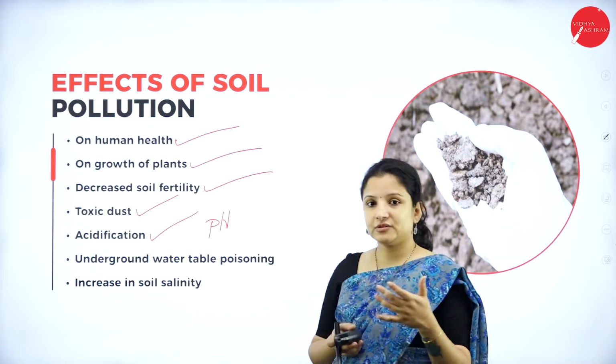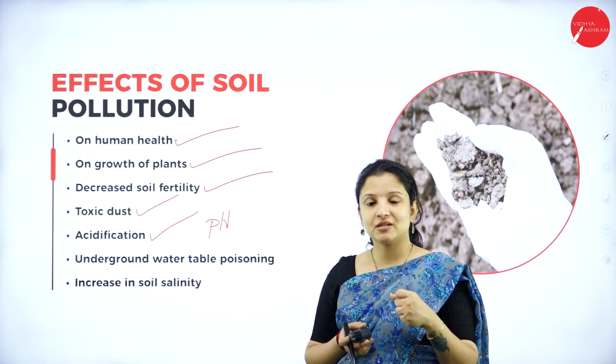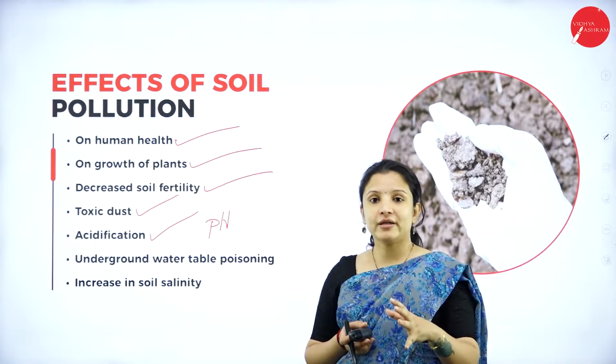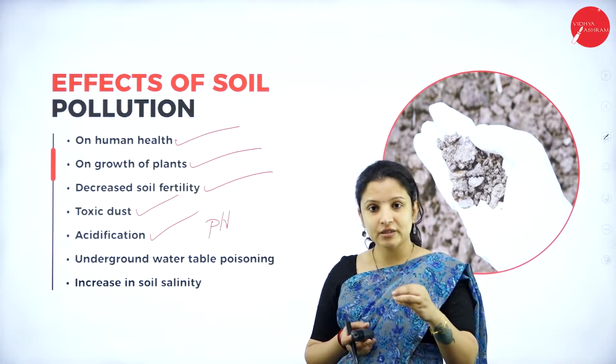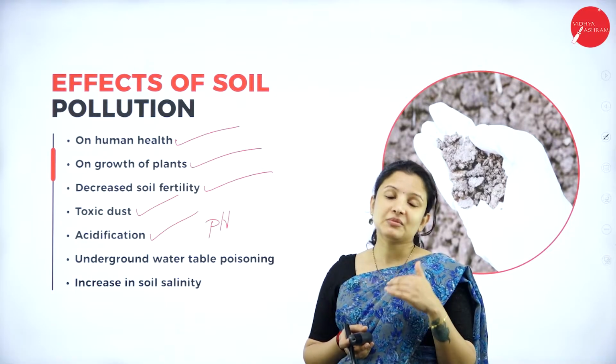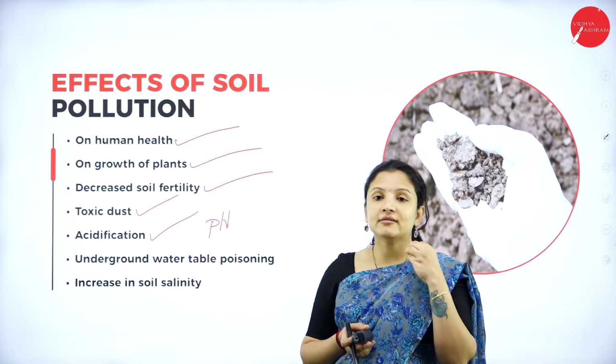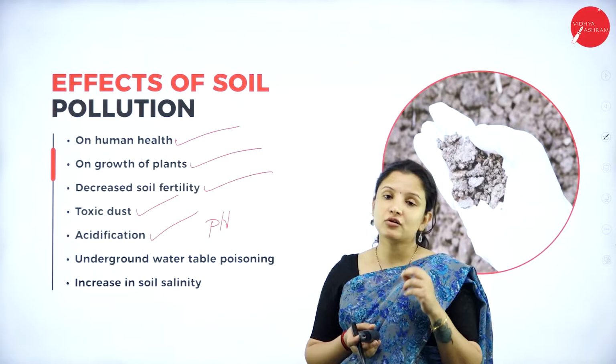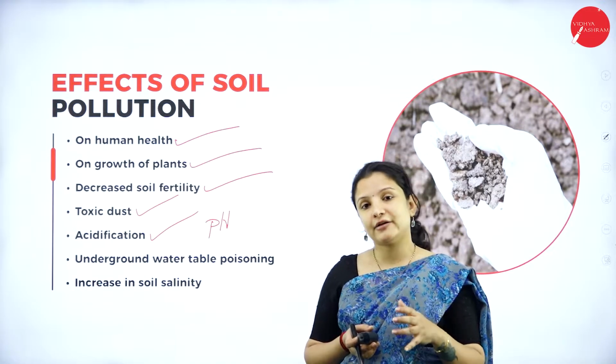But what happens here is that, because of the toxic chemicals, the complete soil pH gets altered, and the soil can become completely acidic, and such acidic soil is not at all suitable for the growth of any kind of plant.